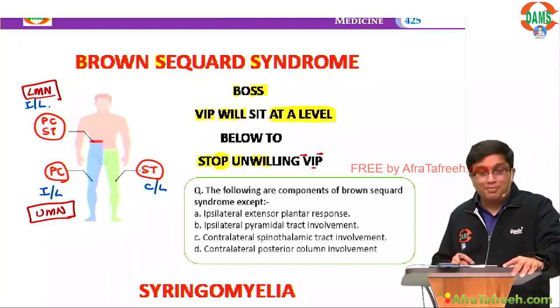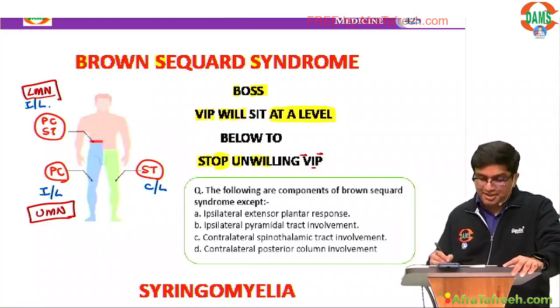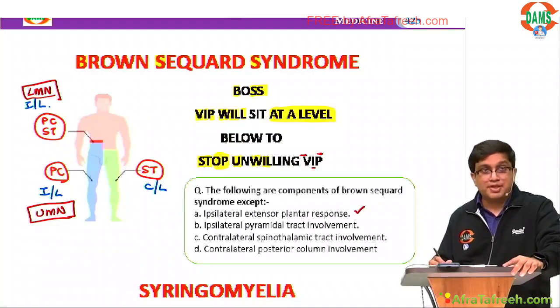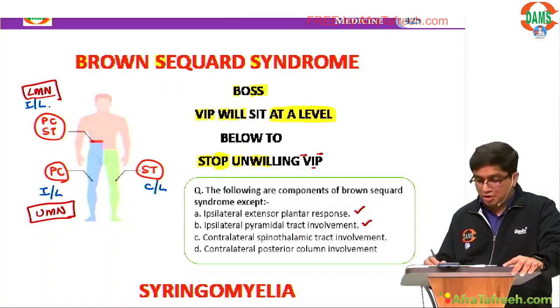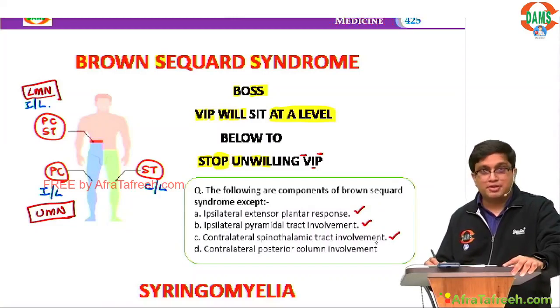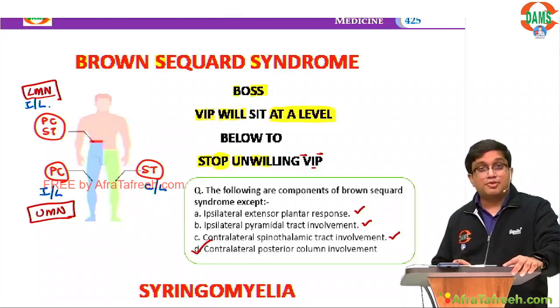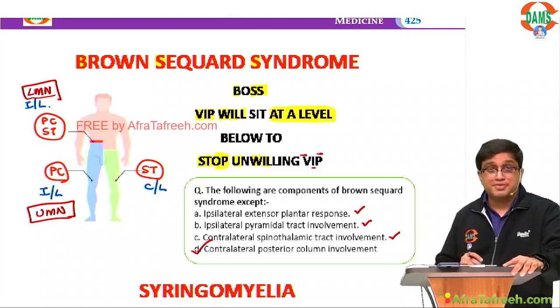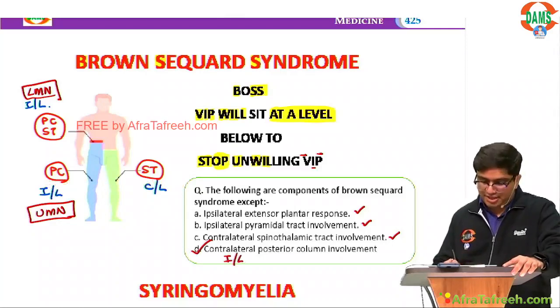Which of the following statements about Brown-Séquard syndrome is true except? There is an ipsilateral extensor plantar response, UMN. There is an ipsilateral pyramidal tract involvement, UMN. There is a contralateral posterior column tract involvement, yes, below the level of lesion. There is a contralateral posterior column involvement, no. It is always ipsilateral at the level as well as below the level.